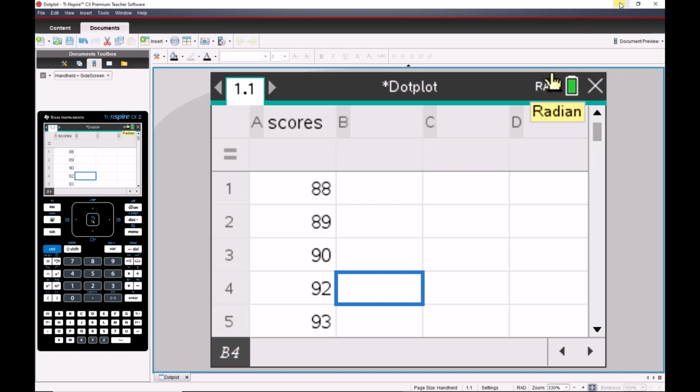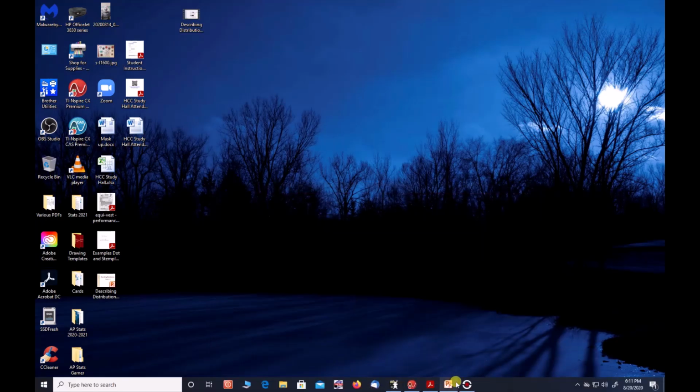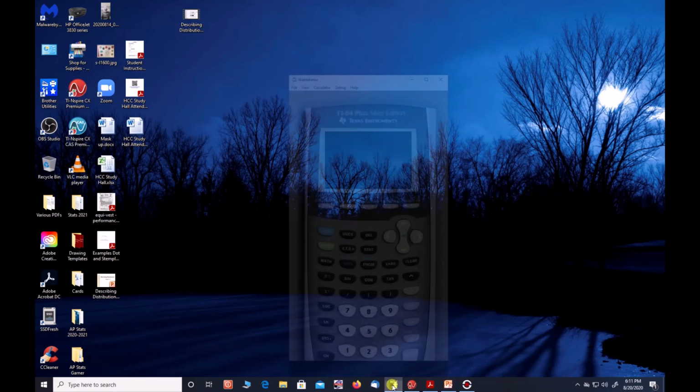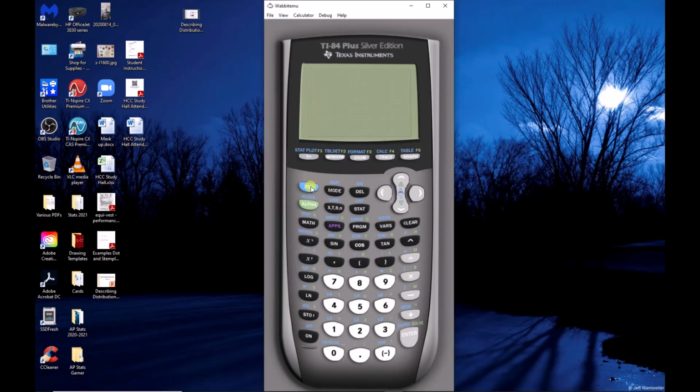So that's how we do a sort on the Nspire. If you have a TI-84, that would be here, and I went ahead and turned it on.